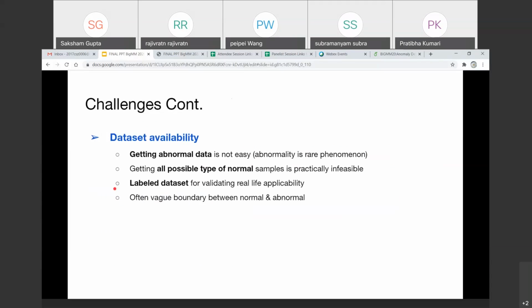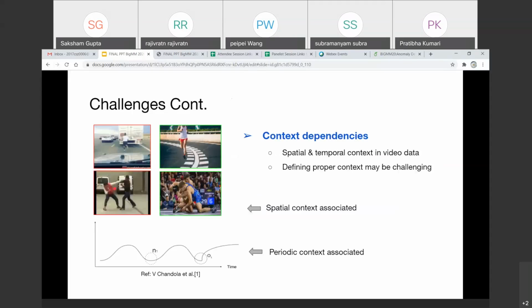Another challenge is the often vague boundary between normal and abnormal classes. Often the labeling becomes a subjective phenomenon. Another challenge is context dependency with video data. We generally have spatial and temporal context associated.